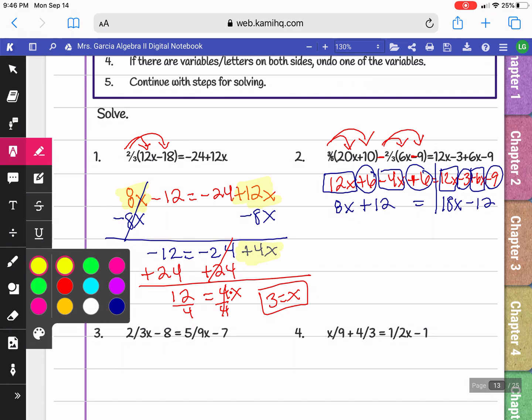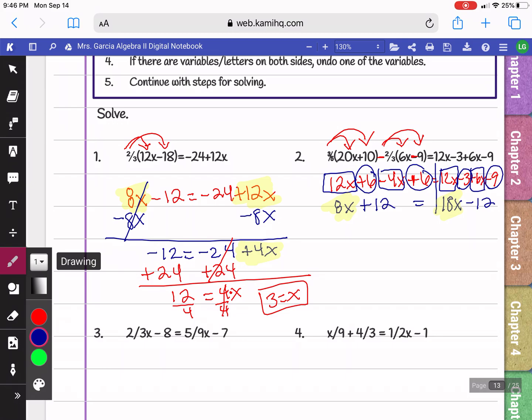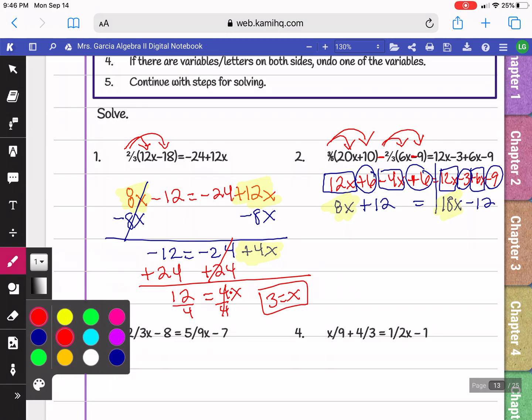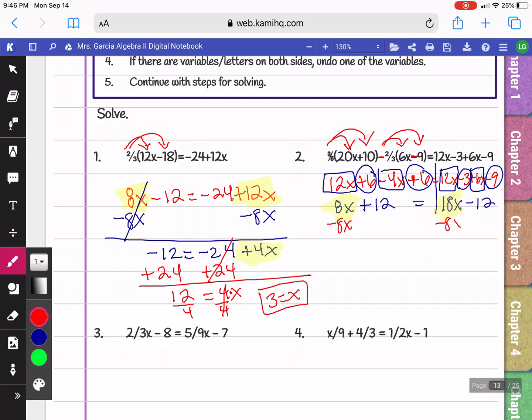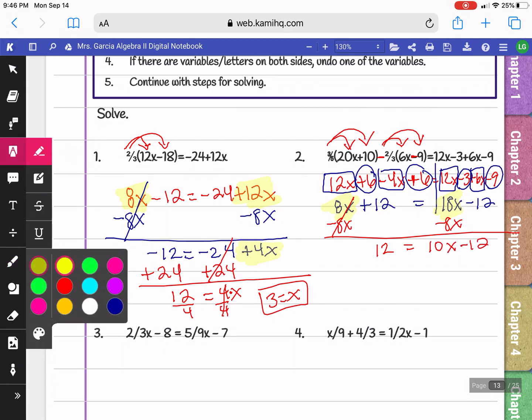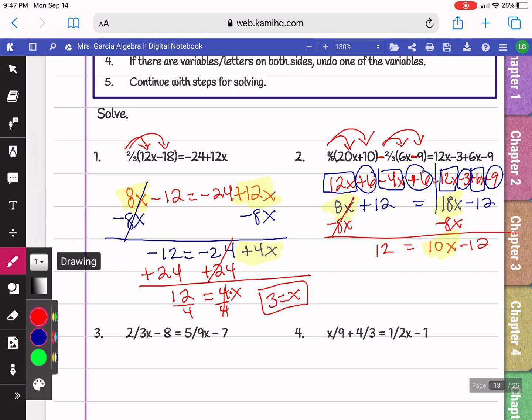Now I can see I have variables on both sides. I'm going to get rid of the smaller one. So 8 is smaller than 18, so I'm going to do negative or minus 8x. Here, my 10 is stuck to my x, so I need to undo the minus 12 first. So I'm going to do plus 12 to both sides. So I get 24 equals 10x. They're multiplying 10 by x. The opposite would be to divide by 10.